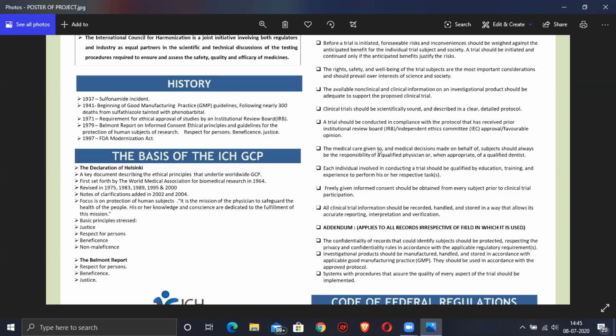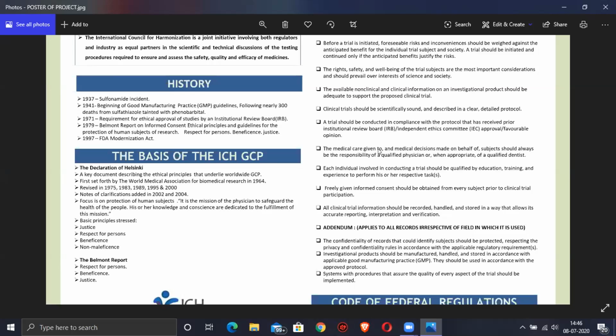Next, we have a point where it says a trial should be conducted in compliance with the protocol that has received prior institutional review board, IRB, or the independent ethics committee, IEC, approval or favorable opinion. Protocols which do not receive this can be considered invalid and the research can be stopped at any time. An approval from the IRB and IEC is of utmost importance before starting a particular trial.